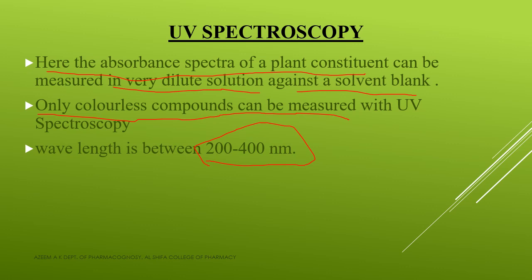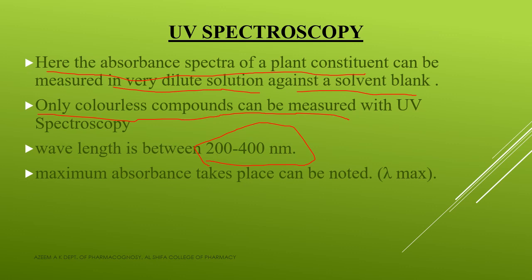Roughly, the wave range in UV spectroscopy is from 200 to 400 nanometer. So, in UV visible spectroscopy, the absorbance spectra of a plant constituent can be measured in very dilute solution against a solvent blank, and the instrument used is an automatic spectrophotometer. Only colorless compounds can be taken for analysis, and the rough wave range is between 200 to 400 nanometer.